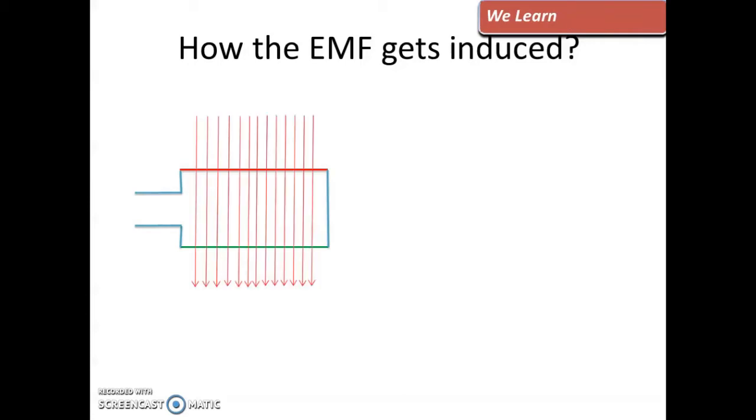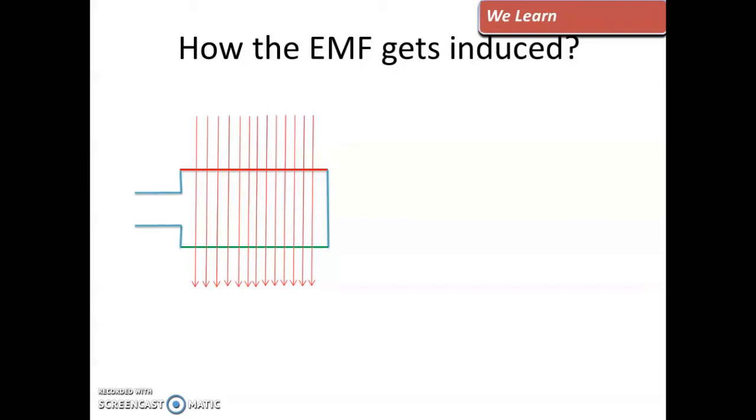Let's try to understand how the EMF gets induced. Up till now we have seen that in DC generator there is a conductor and a magnetic field, but for DC generator the magnetic field is a constant thing and the conductor moves. But here the conductor will be stationary and the magnetic field will be moving. Ultimately the aim is to have relative movement between them. Either the conductor is moving or the magnetic field is moving, there will be a rate of change of flux across the conductor and hence EMF will be induced in the conductor.